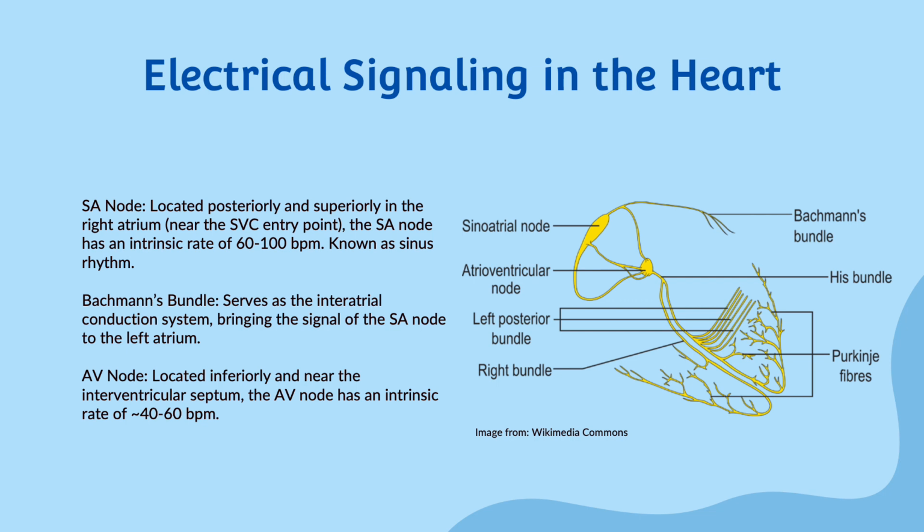The atrioventricular, or AV node, is another specialized area of the heart in the interatrial septum, which separates the right and left atria. It receives electrical signals from the SA node and conducts them to the bundle of His. The AV node serves as a safety valve for the heart, ensuring that the electrical impulse is not conducted too quickly through to the ventricles.